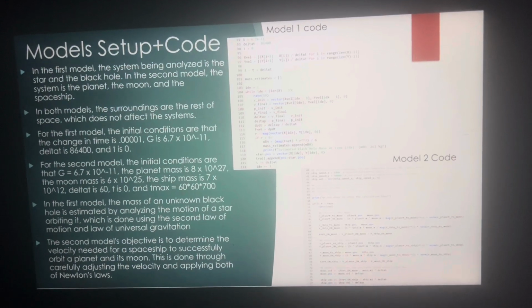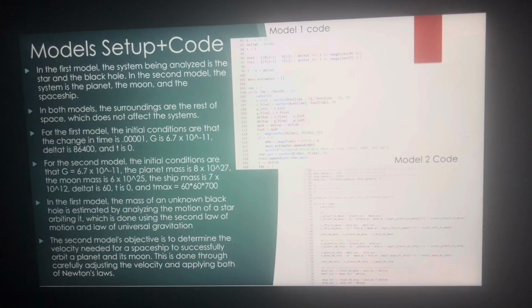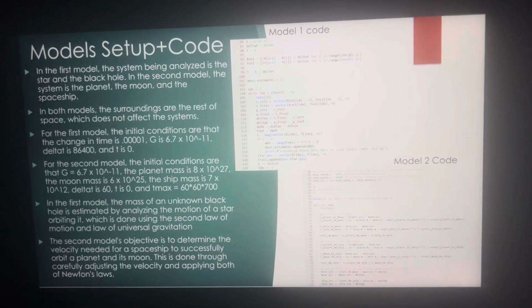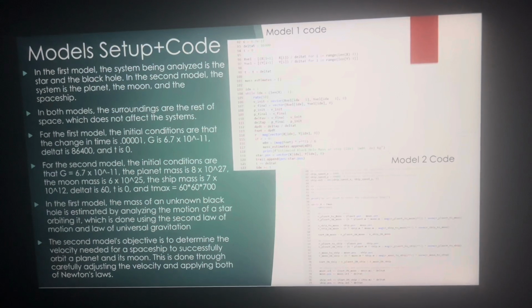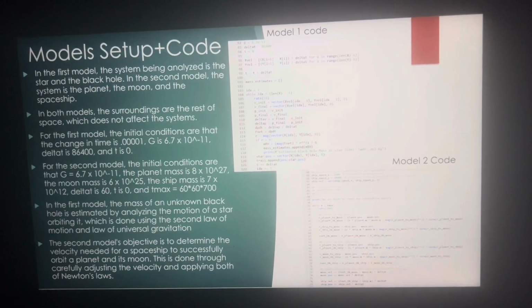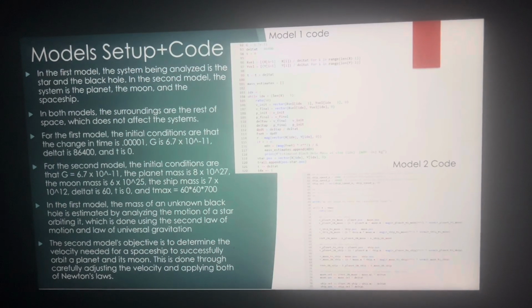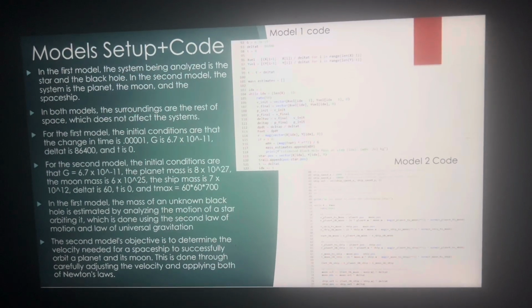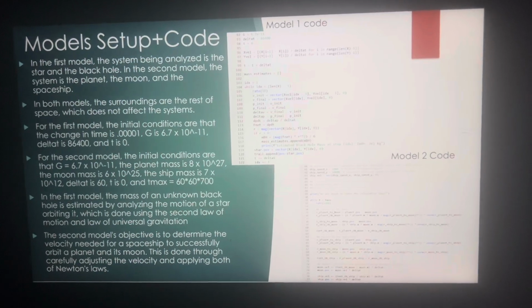In the first model, the mass of an unknown black hole is estimated by analyzing the motion of a star orbiting it, which is done using the second law of motion and the law of universal gravitation. The second model's objective is to determine the velocity needed for a spaceship to successfully orbit a planet and its moon. This is done through carefully adjusting the velocity and applying both of Newton's laws.